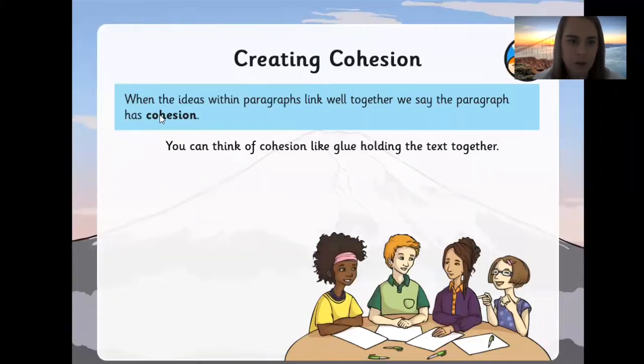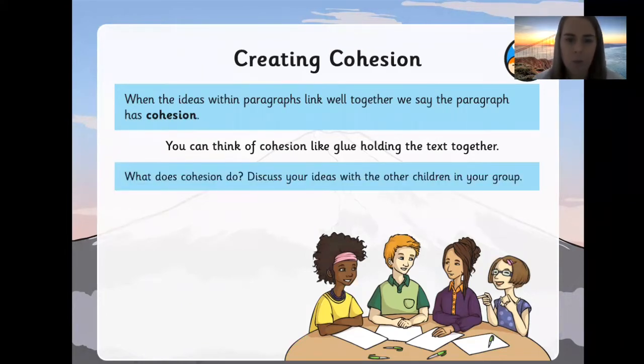So creating cohesion. When the ideas within paragraphs link well together, we say the paragraph has cohesion. Okay, so you can think of that as the glue that holds the text together. It makes it flow, it makes it make sense. Okay, so what do you think cohesion does? Have a little think. If you can talk to somebody, those of you that are twins, share your ideas with your sibling. Otherwise, just have a think about it. You might like to jot some ideas down.